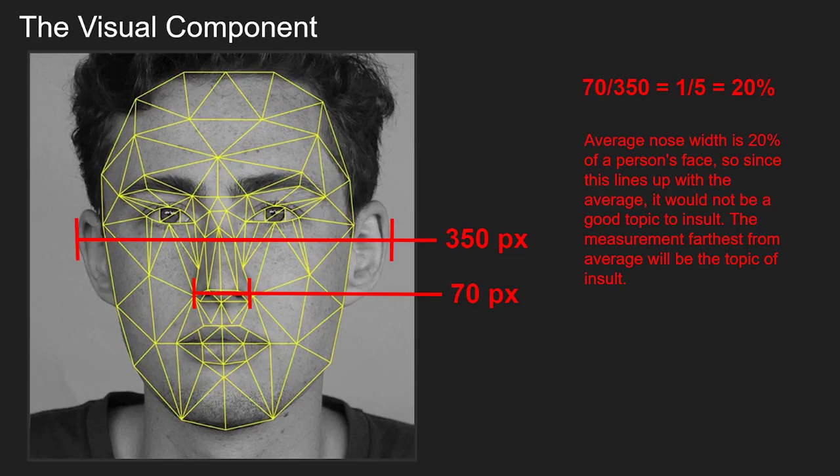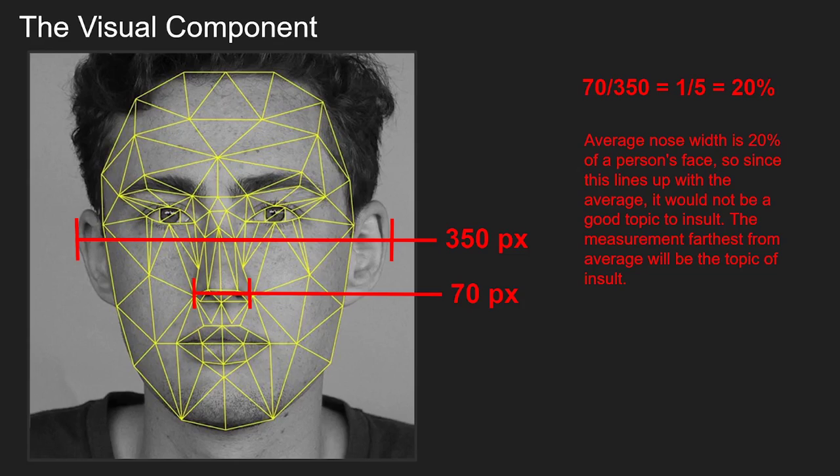Looking at the visual component, what it's going to do is it's going to learn, okay, this is a nose, this is an eye, this is an ear, and it's going to compare them. It's going to look at the sizes and the ratios compared to the rest of the head. In this case, we look at the nose. A nose should be about 1/5 of the face in width, and this one's is. So it would say, okay, this is not something that we're going to insult, but it would continue this process until it finds something that it would want to insult.